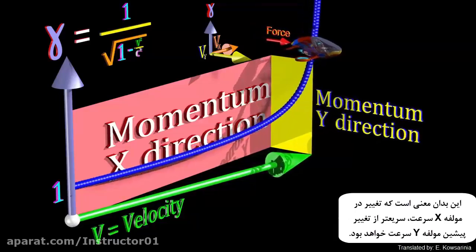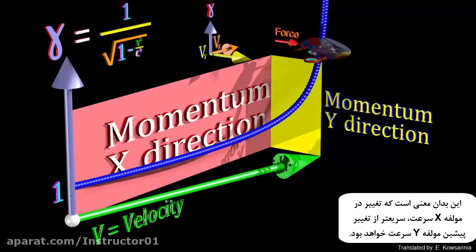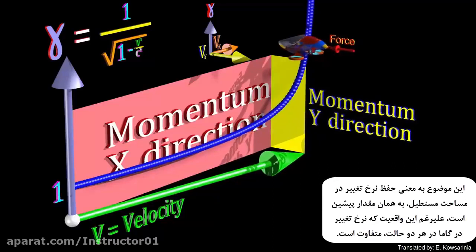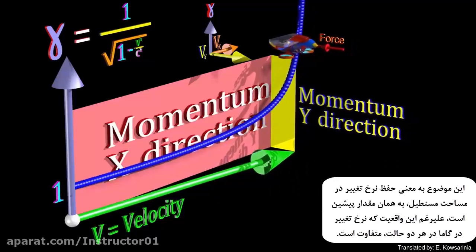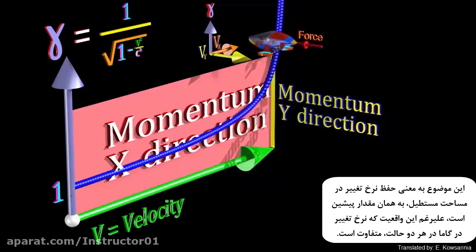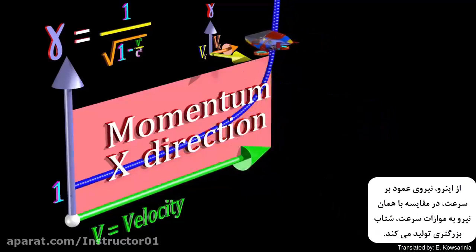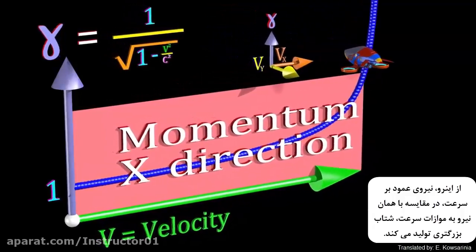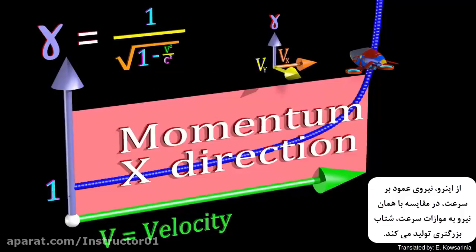This means that the y component of velocity will change faster than the x component of velocity did previously. This is to keep the rate of change of the rectangle's area the same, despite the fact that the rate of change in gamma is different in the two cases. Therefore, a force perpendicular to the velocity produces a greater acceleration than does the same force applied parallel to the velocity.